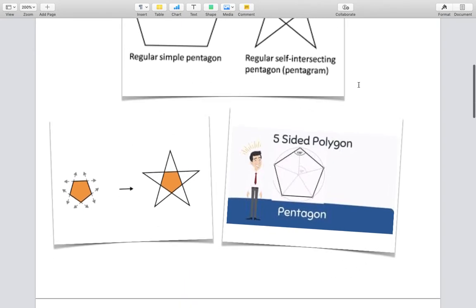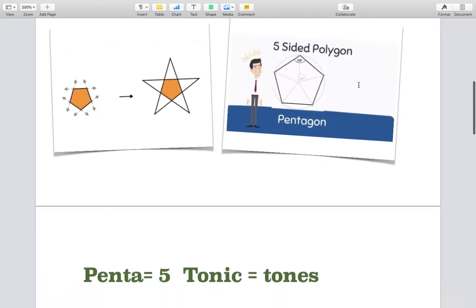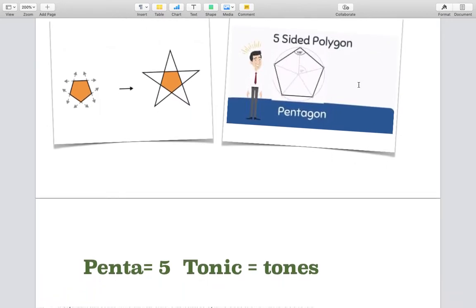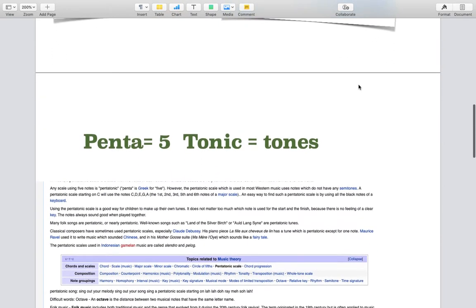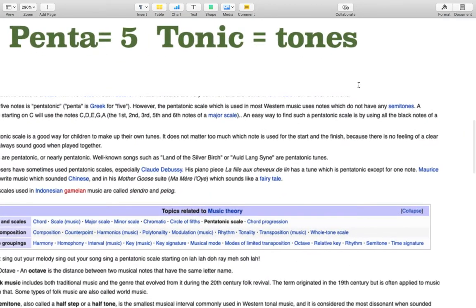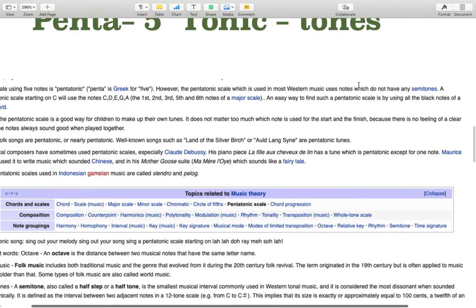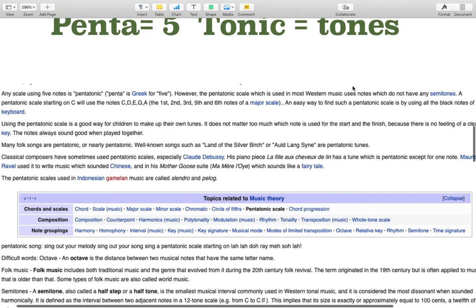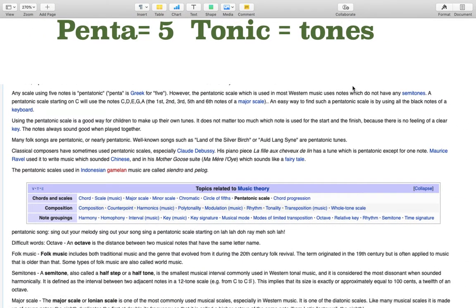So, what we're doing this week is going to be five tones. Penta means five, and tonic means tones. So, now we're going to look at a definition according to Wikipedia of what a pentatonic is. Any scale using five notes is pentatonic. Penta is Greek for five.